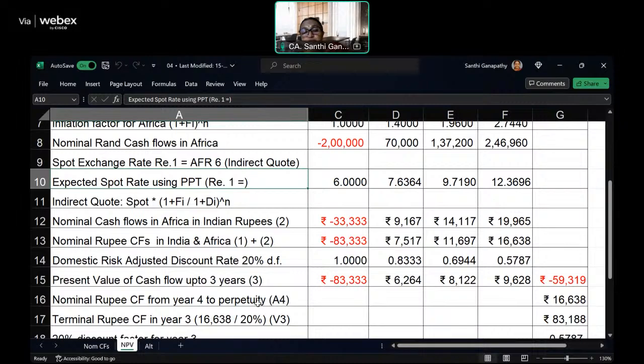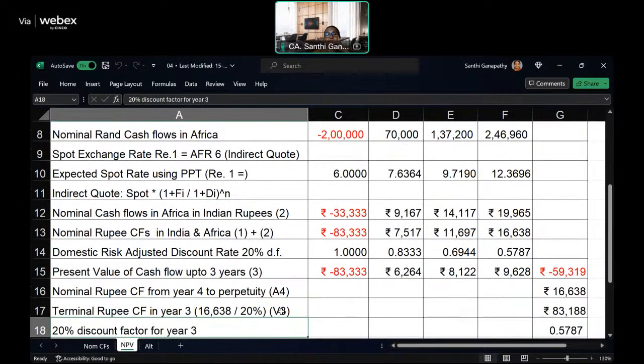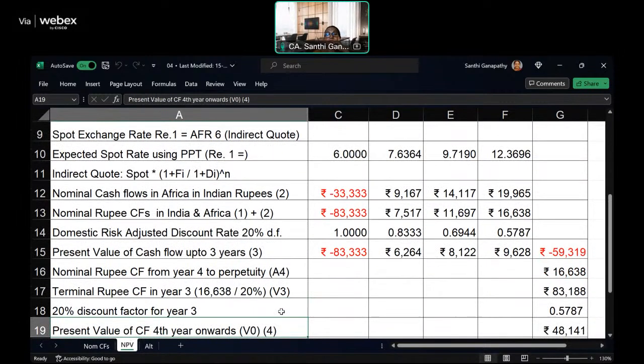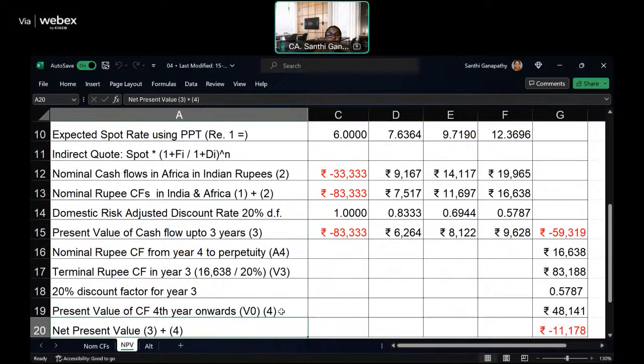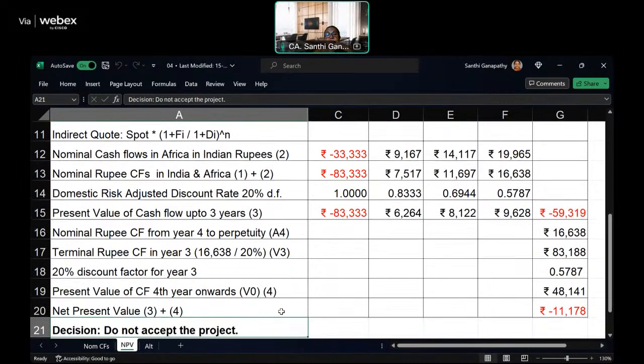Now year 4 to perpetuity. So A divided by R. Now I take A4, that is, the 4th year onwards. What I get is the value at year 3. Take the discount factor. Get the present value of what you will get from the 4th year onwards. Get the net present value.